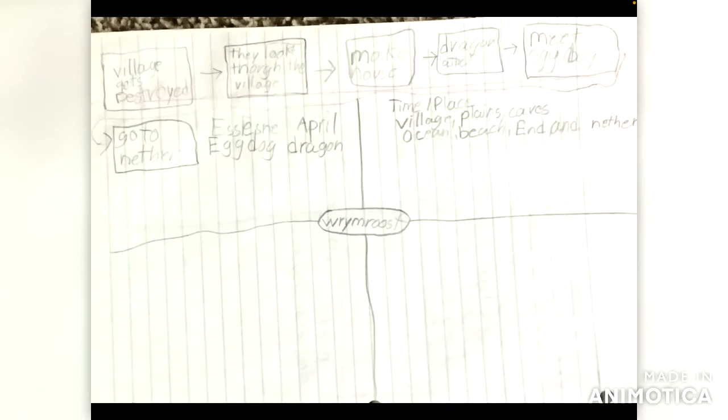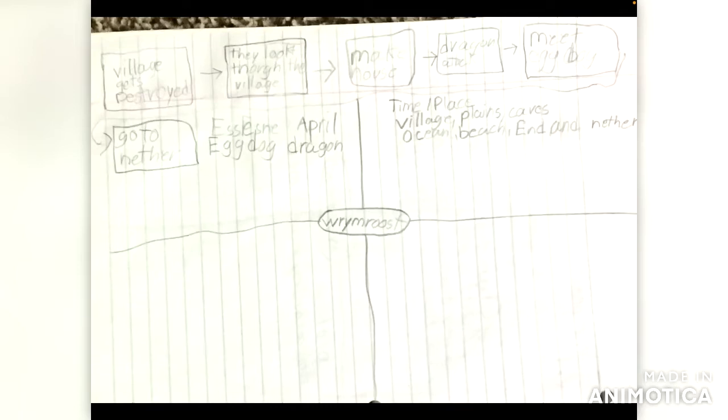The flow map is: village gets destroyed. They look through the village, make a house, dragons attack, meet Egg Dog, go to the nether. So you don't have to write all of the events, just the most important and interesting ones.